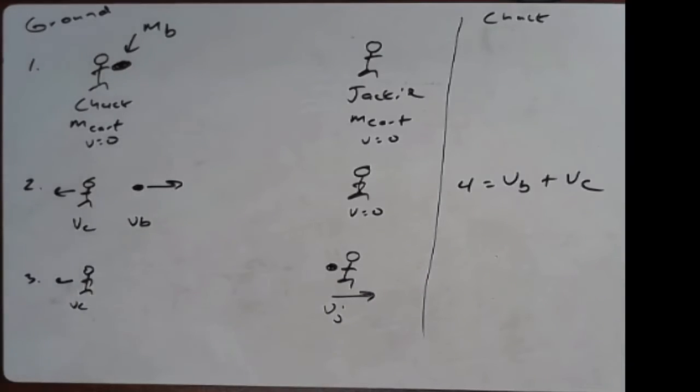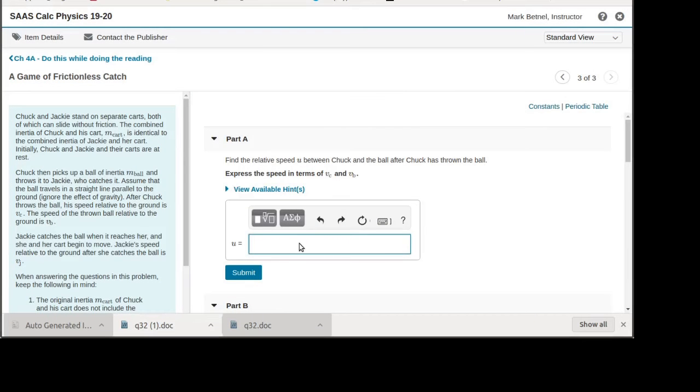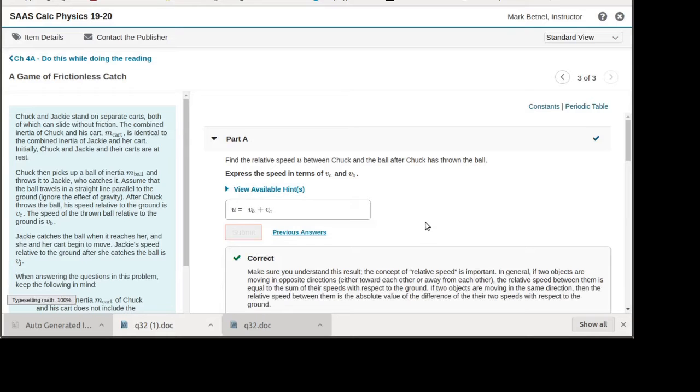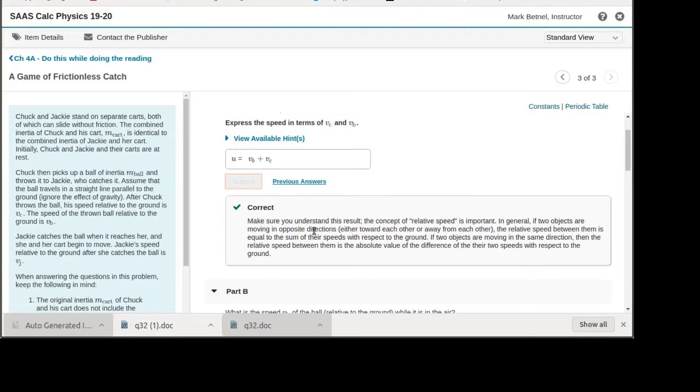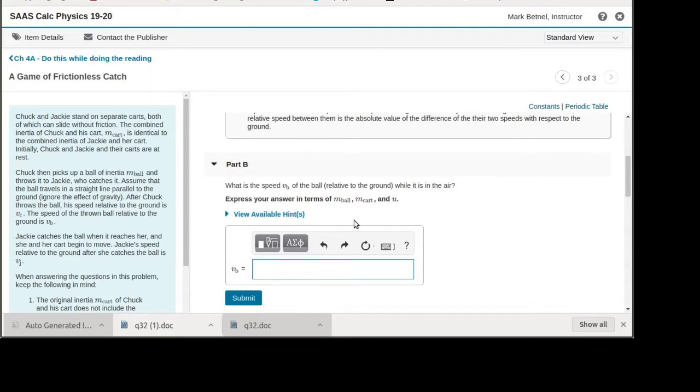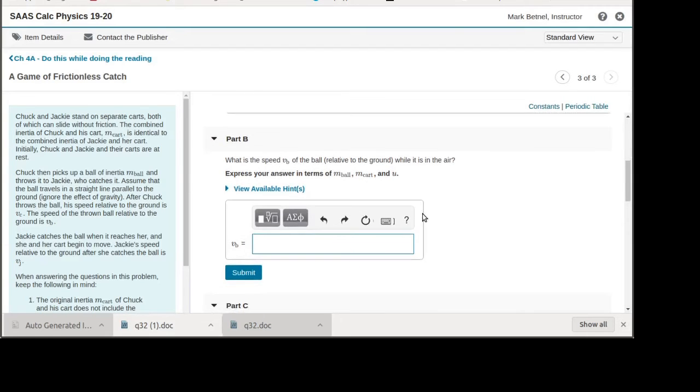So let me go back over to the page and put that in. So I put u is equal to v sub b plus v sub c, and submit, and you can see, yep, that's correct, and it gives us some thoughts about what that means. What does the term relative speed mean? We're going to talk about that a lot more in the next few chapters. Okay, next, what's the speed of the ball relative to the ground while it's in the air? Interesting. So we're going to have to figure out what's going to happen in this interaction that caused Chuck to slide backwards and the ball to go flying through the air. But we're going to have to express it in terms of u.